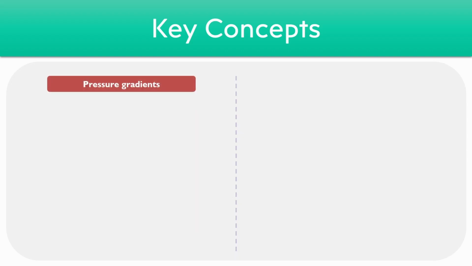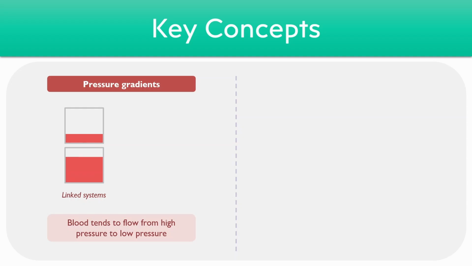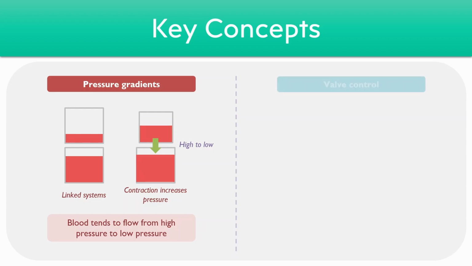To explain this, when we have 2 linked systems of a fluid, the blood will tend to move from an area of higher pressure to an area of lower pressure, down a pressure gradient. Importantly, if we have 2 chambers and one of the chambers contracts, this increases the pressure in the contracted chamber and drives blood again from a high pressure to a low pressure, as before. The other key concept to understand is the idea of valve control.